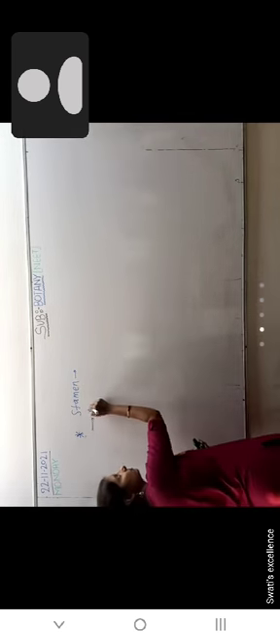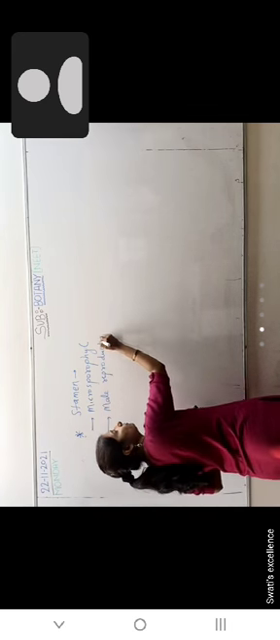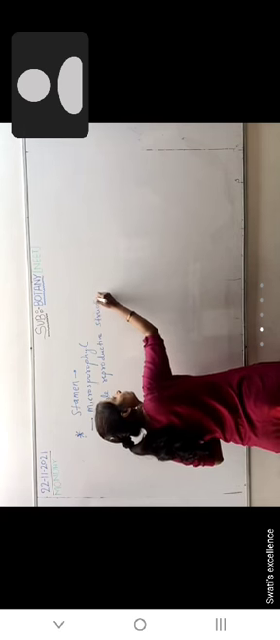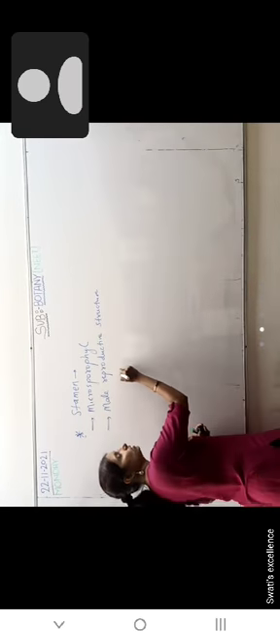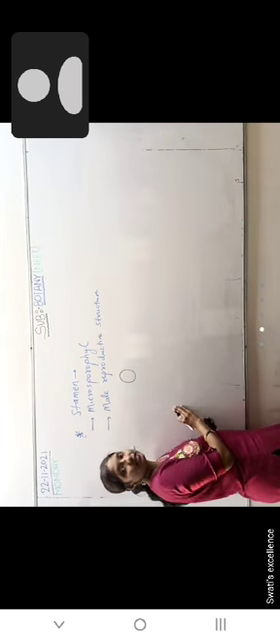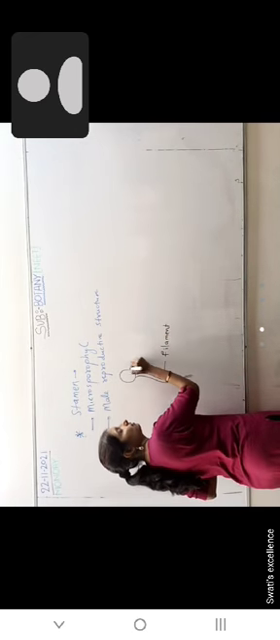So talking about stamen, which is nothing but the male reproductive structure. It is made up of 3 parts. Let me draw the diagram directly. The lobe of the stamen is called anther, and the slender tube-like part is called filament. What is it? Filament.